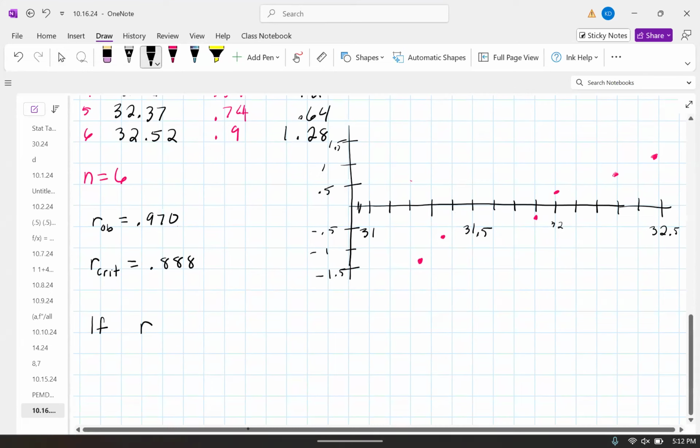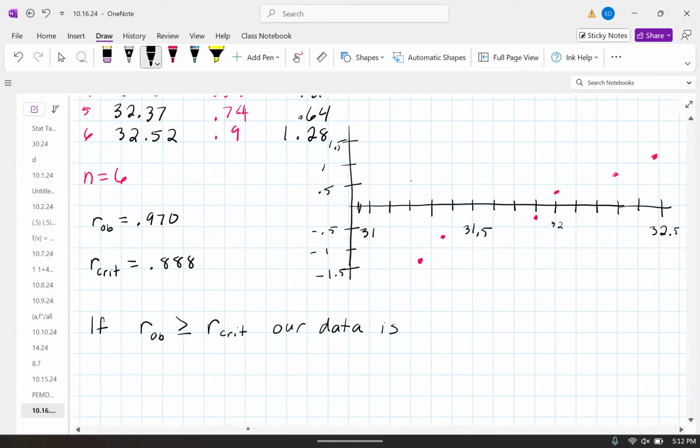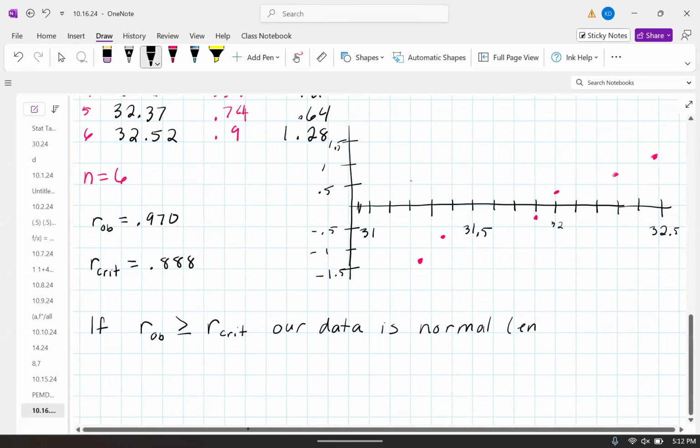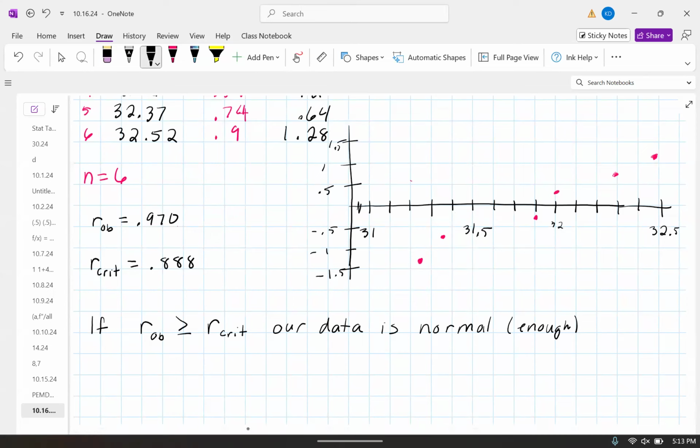If R observed is greater than or equal to R crit, our data is normal enough. Our data is going to act like it's normal. We're good. So we can say, okay, we're going to treat this as a normally distributed data set because the correlation's good enough.